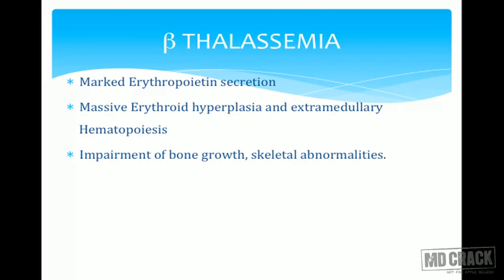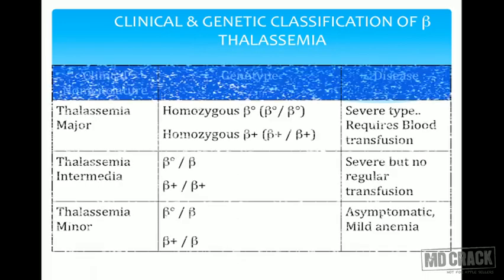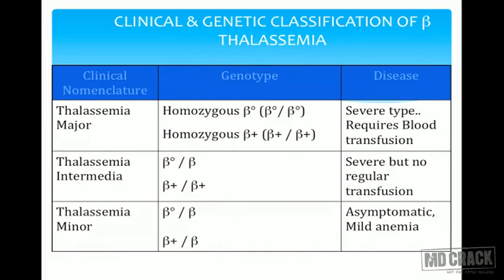The patient can have an impairment of the bone growth. The patient can also develop a skeletal abnormality. It is all because of the excessive hematopoiesis that is taking place. So hepatomegaly, splenomegaly, lymphadenopathy, it's all due to the extramedullary hematopoiesis. Excessive dietary absorption is the important cause for the hemochromatosis. So that is about beta thalassemia.